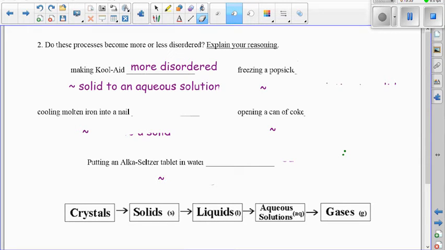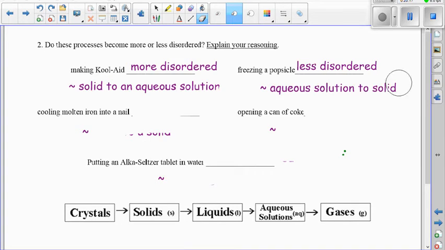All right, let's see here. Hey, Zach, are you here? Yeah. Talk to me about freezing that popsicle. It's going from liquid to solid, so it's less. I agree. Less disordered. Again, popsicle juice or whatever it is, it's probably an aqueous solution because it's probably got sugar and food coloring in it. So I would call that aqueous, but yeah, it's going to a solid. We're definitely getting a nice drop down there.